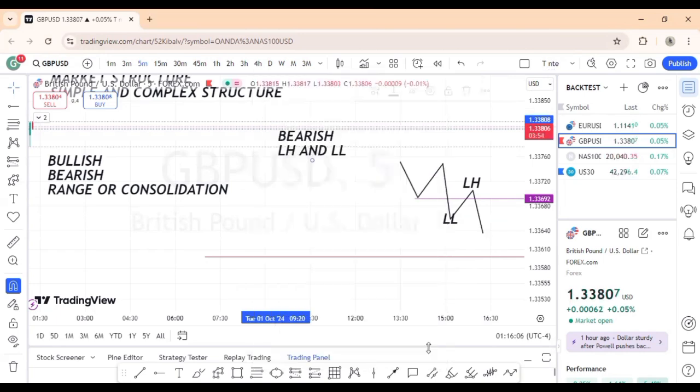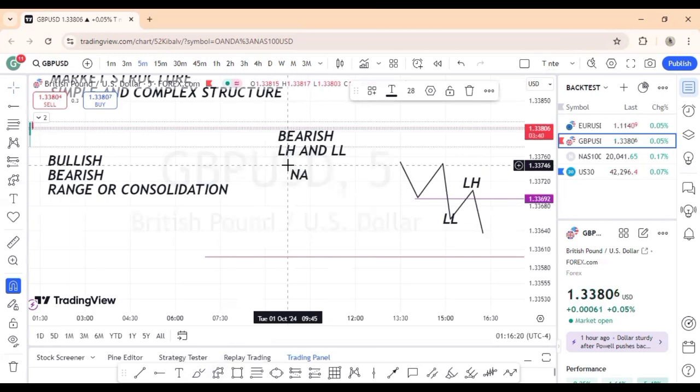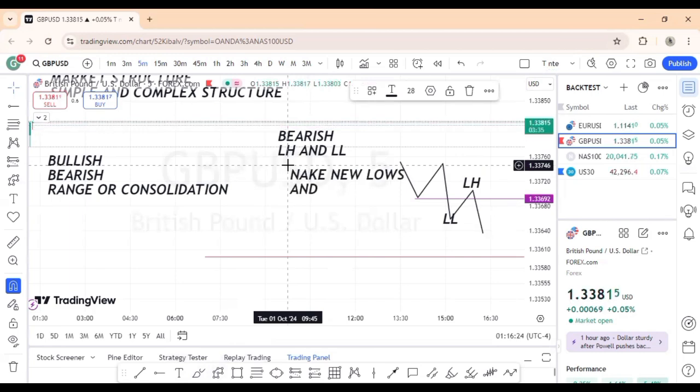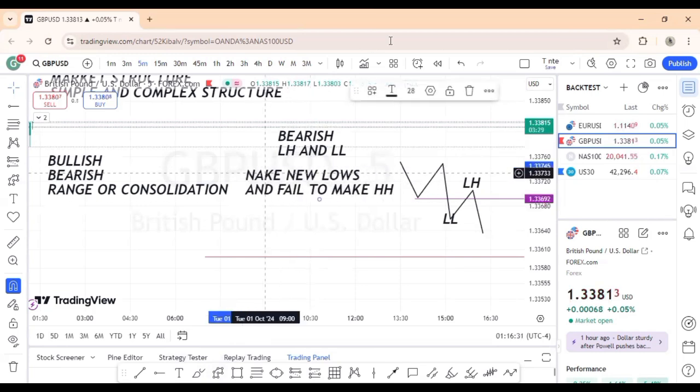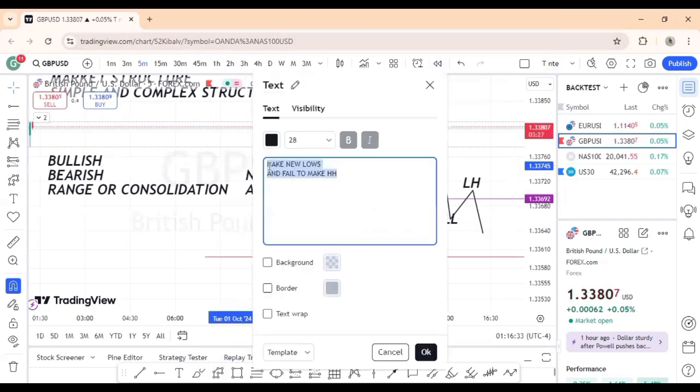Now, what is the next thing? For a market to continue being bearish, what do we want to see? We want to see the market make new lows and, remember, fail to make a higher high. So we want to see the market make new lows and then fail to make higher highs.